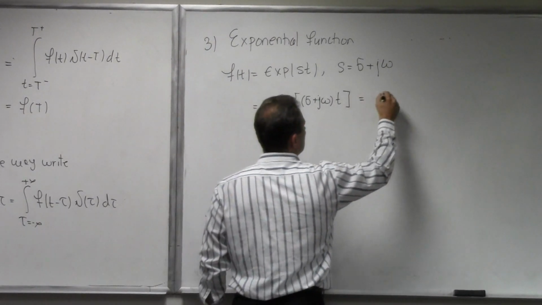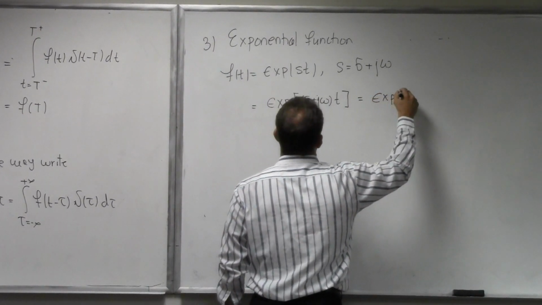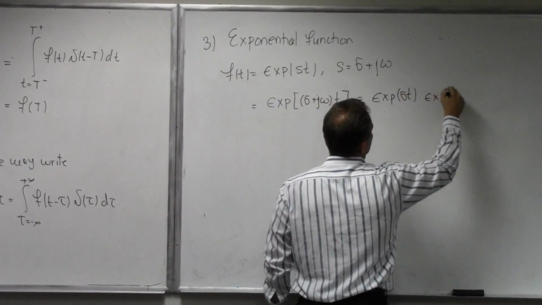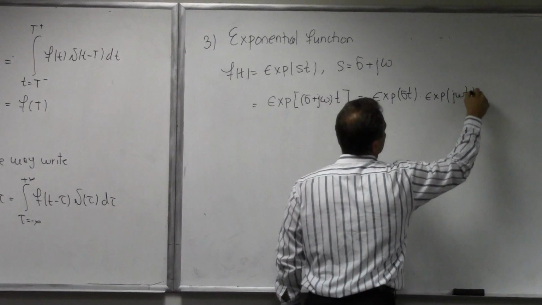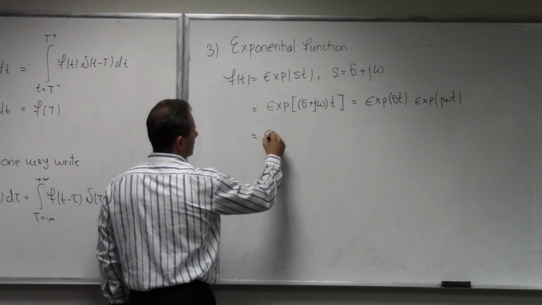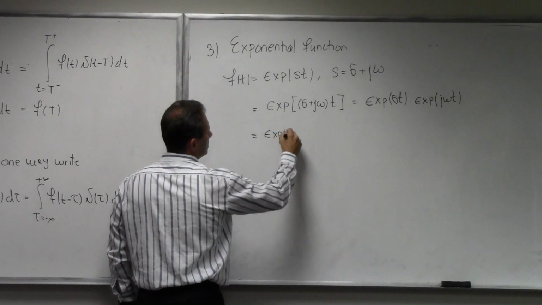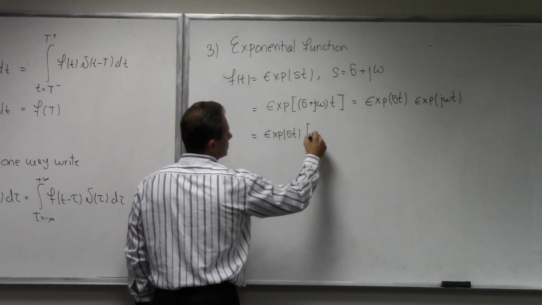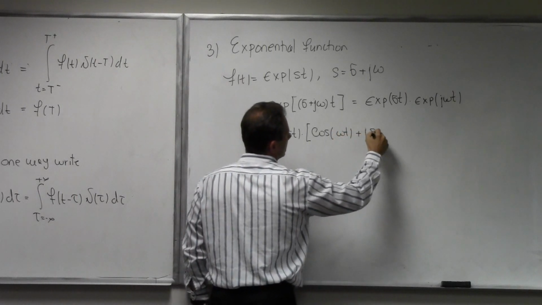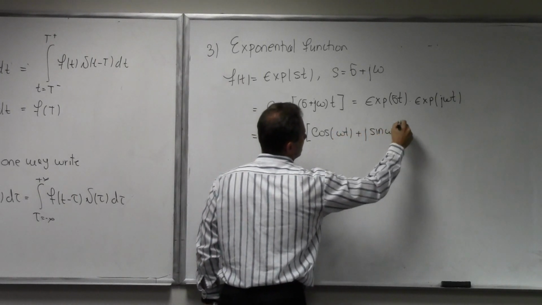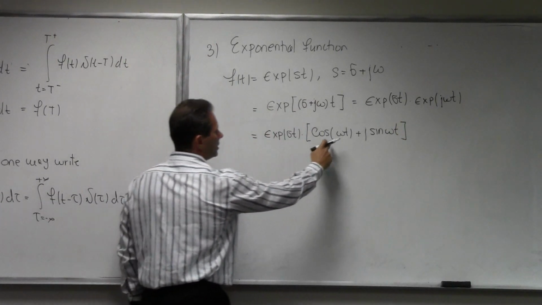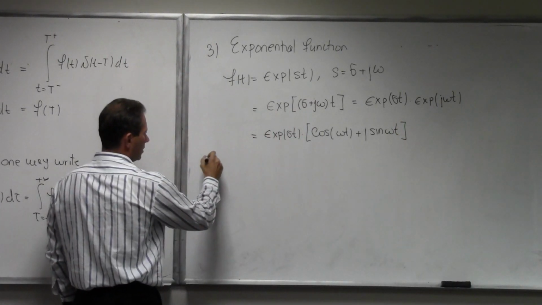So this becomes e to the sigma t, and then times e to the j omega t. And one more rewrite. I can write this as e to the sigma t, and then cosine omega t plus j sine omega t. Okay? So to write this equation here, I have used Euler's identity.